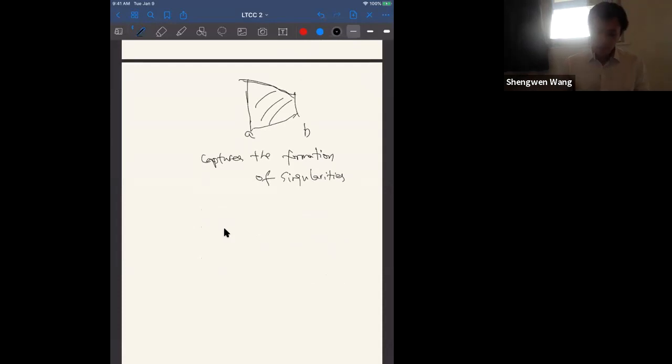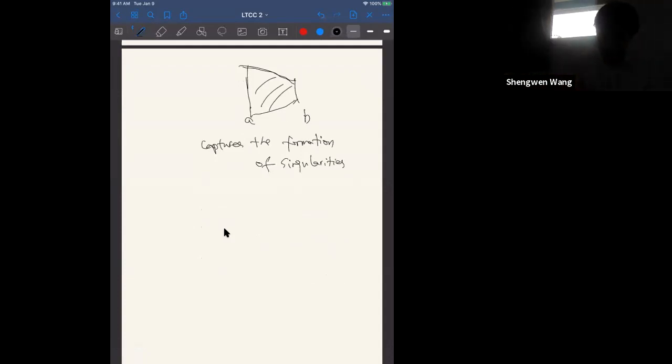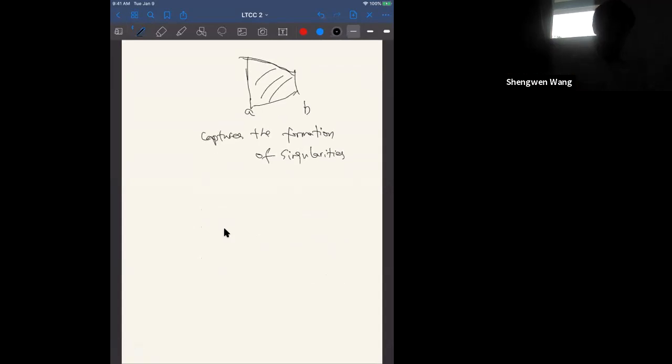Right. In the last 8 minutes, let me bring up the notion of type 1 and type 2 singularities. So we will use that to analyze the flow of convex hypersurfaces in the next lecture, which we don't seem to have time to get to at this lecture.